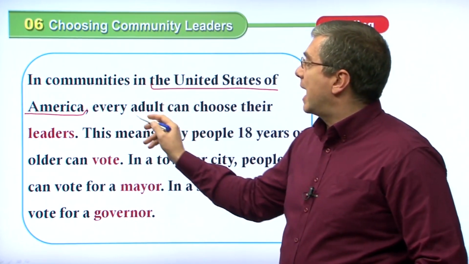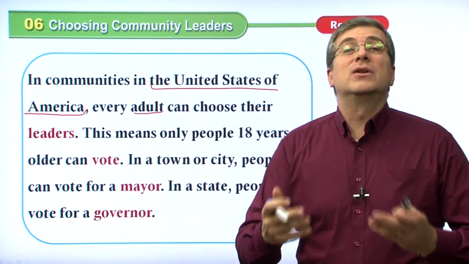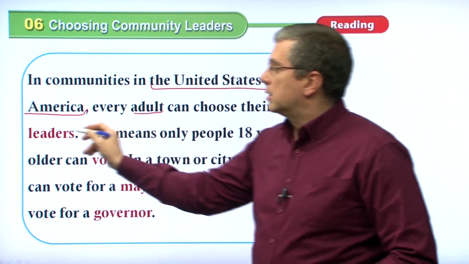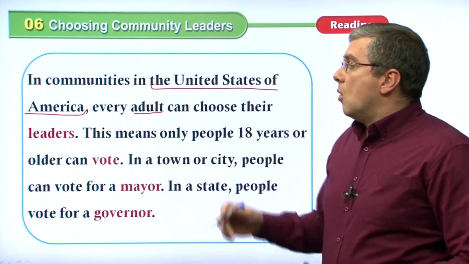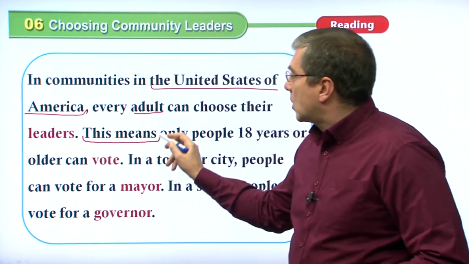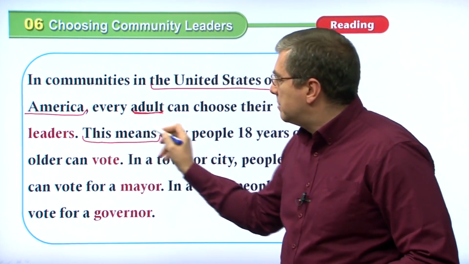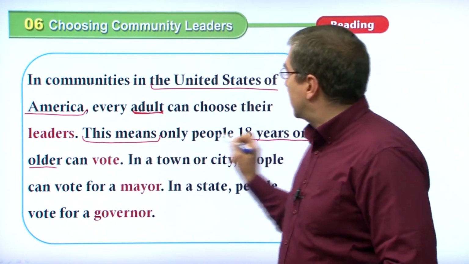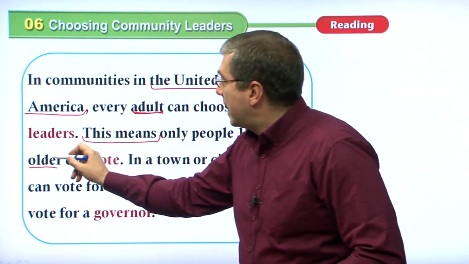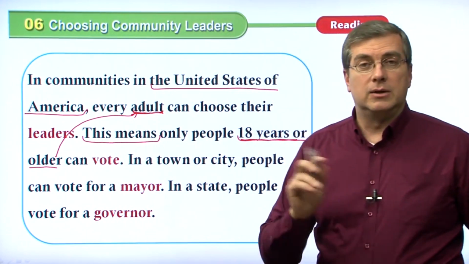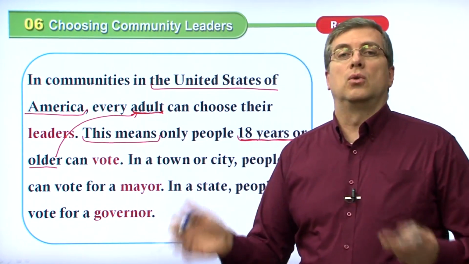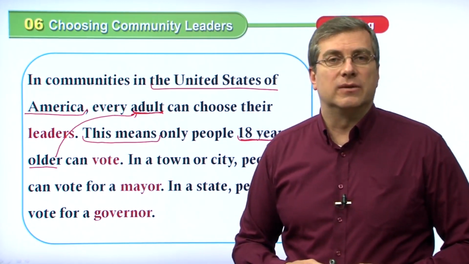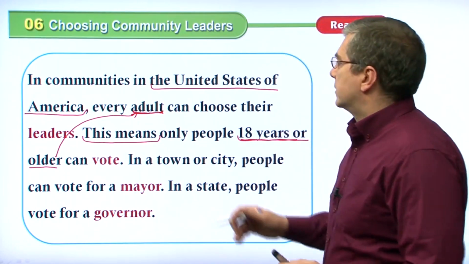In communities in the United States of America, every adult, remember I talked about that, adults can vote. I'm sorry, children can't vote, but adults vote. Adults can choose their leaders. What does that mean? This means only people 18 years or older can vote. Why? Because people who are 18 years or older, they are adults, right? Adults are fully grown people, 18 years or older. When you become 18 years old in America, you now have the right to vote. You can choose your leader. So that's what it means.